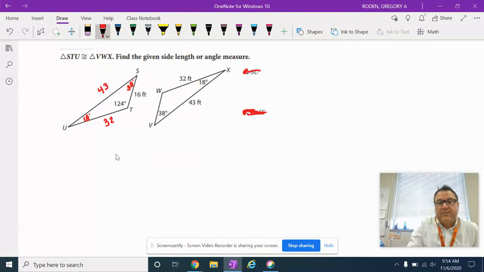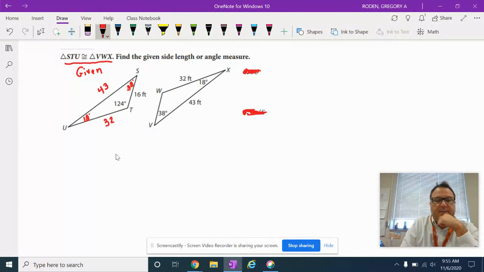When we have triangles, I want to list all the corresponding parts out, okay? So let me just start on the left triangle. I have three angles and three sets of sides that are all going to be congruent to each other because of CPCTC, because the two triangles are congruent. And we know they're congruent because it's given right here. And that's an important thing. If we're not given that they're congruent, then we can't do it.